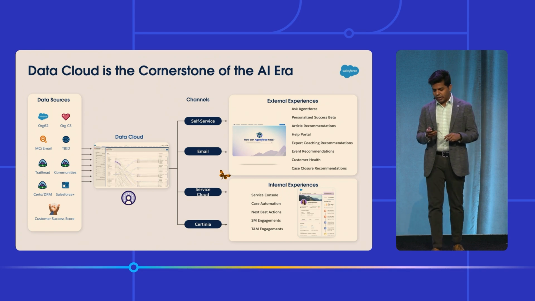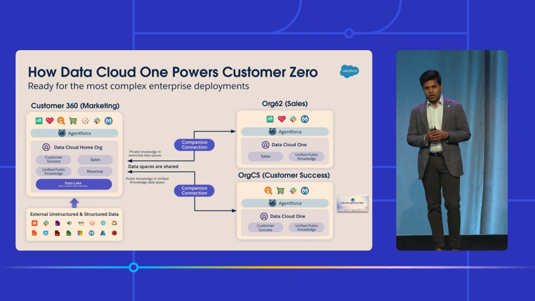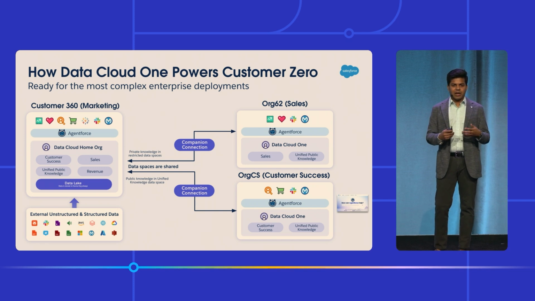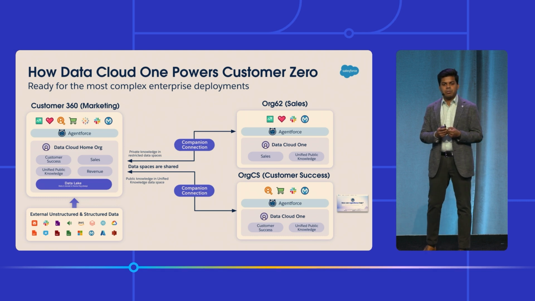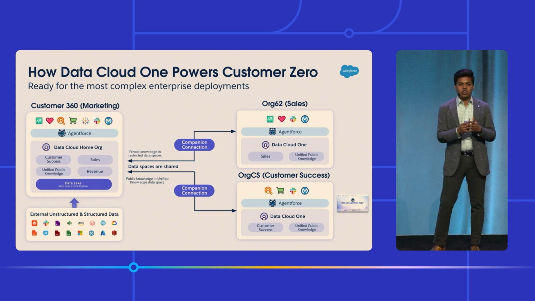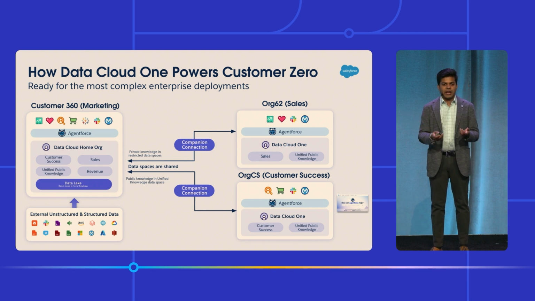Now, I wanted to walk you through how Data Cloud One powered that entire architecture. First and foremost, our team selected one of our existing orgs to become the home org for our entire enterprise architecture. So we made sure we don't create additional data clouds in our sales and customer success orgs. Instead, we used these orgs to become companion orgs. And we shared one or more data spaces from our home org to companion orgs based on our data governance rules.